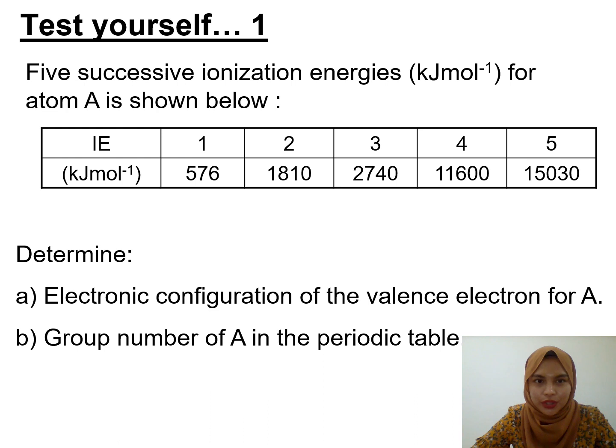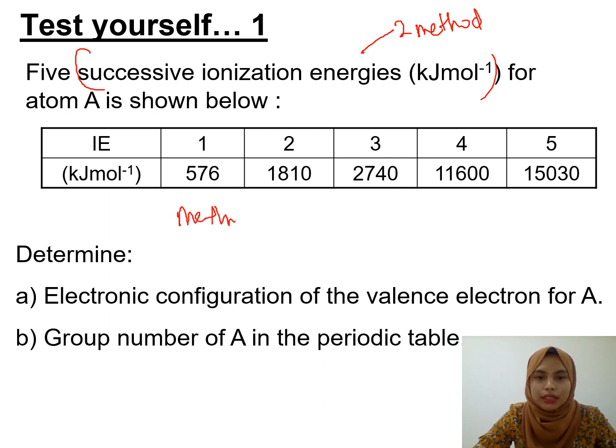Okay, why don't you try yourself by doing this soalan? Nak tahu you betul-betul faham ke tidak. Soalan ni dia ask you to determine the electronic configuration of valence electron untuk elemen A and group number of A in the periodic table of elements. So you boleh buat nak tahu the valence electron, you boleh tahu melalui dua method kan. So you gunalah salah satu yang mana you rasa selesa, tapi Miss sarankan you guna method yang pertama.